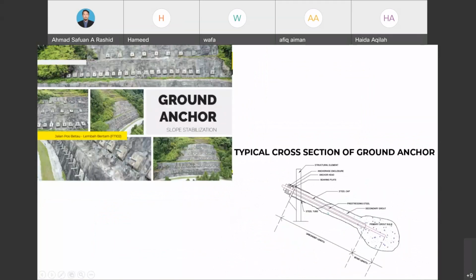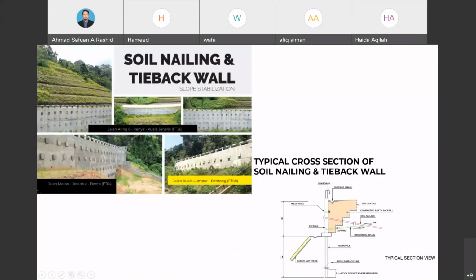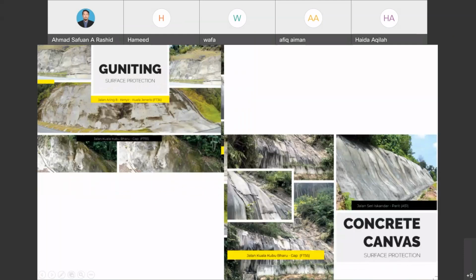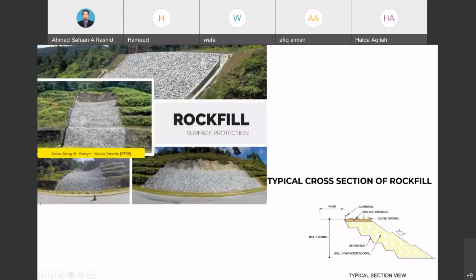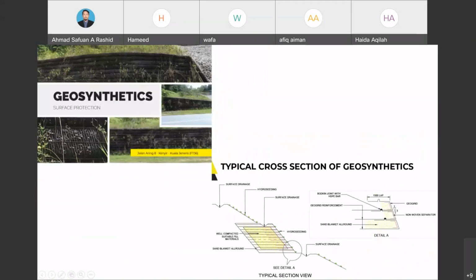Then we move to slope stabilization. We have ground anchor, soil nailing and tie back, soil nailing and grid beam, guniting. This is under surface protection; it only covers the surface, unlike the previous ones, which are retaining structures. Surface protection includes gabion mattress and geosynthetic.